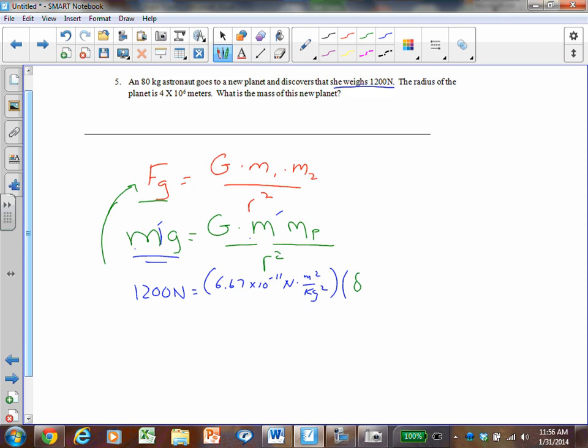80 kilograms. If you started with the other formula with G equals, you could have solved for G by Fg equals mg. Fg would be 1,200, m would be 80, and then you could just solve for G and use that. But since I started with that, the mass of the planet over the radius squared.